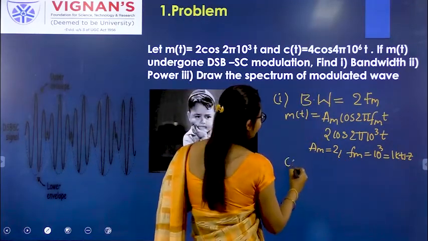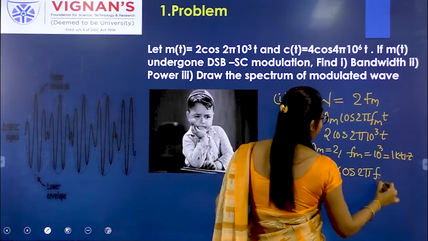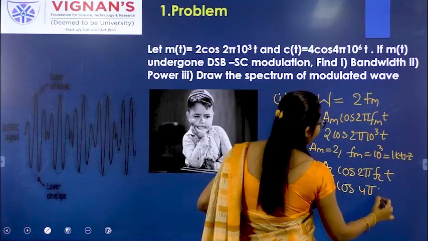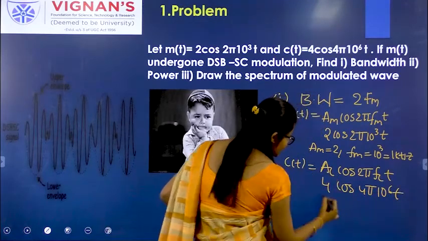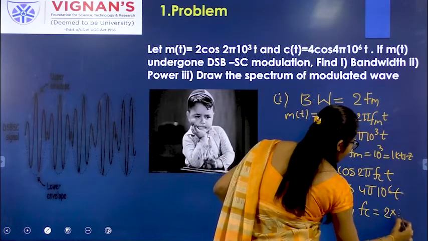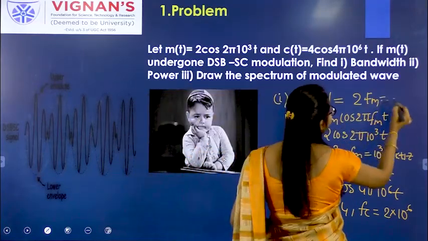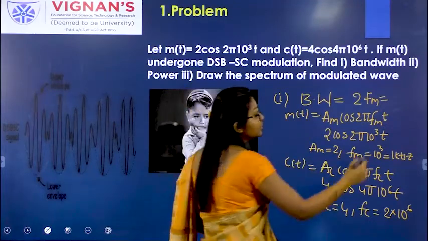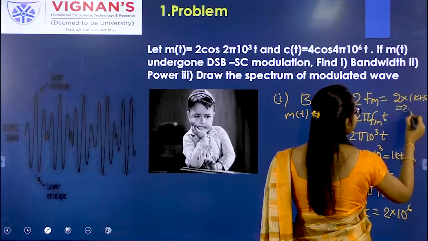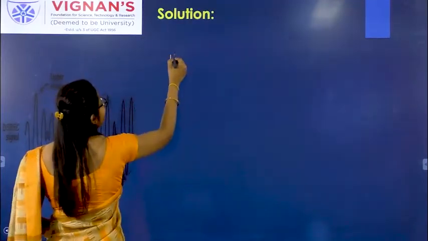And in the same way, c of t is AC cos 2 pi fc t. Compare with what they have given, 4 cos 4 pi 10 to the power of 6 t. So the AC value is 4 and the fc value is 2 into 10 to the power of 6. Finally, what is the bandwidth? 2 into fm, where fm is 1 kilohertz. So 2 into 1 kilohertz, you get 2 kilohertz. And the second one, power.